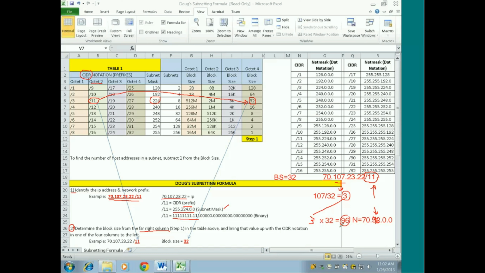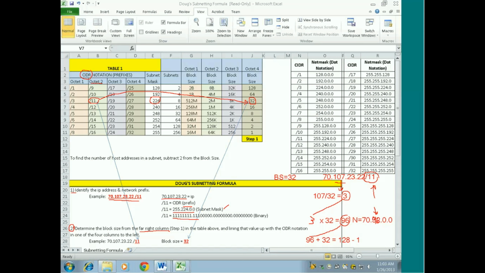Take this value. This is the next step. Add it to the block size. Is that equal? 128, right? I subtract 1. The reason I subtract 1 is the network and broadcast addresses are always reserved. Didn't we say that? Zeros and ones are always reserved.